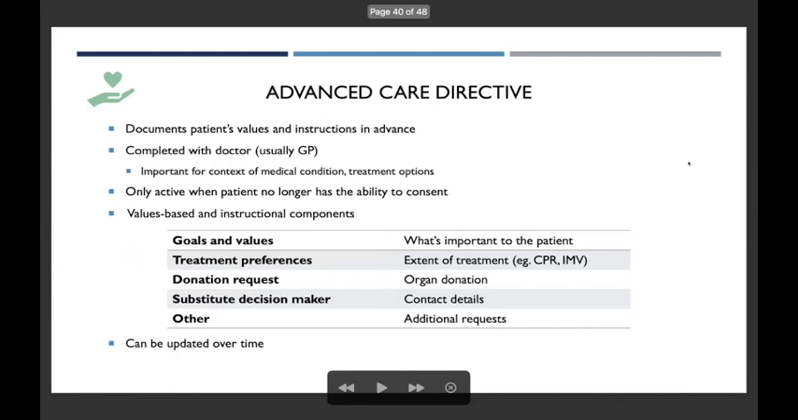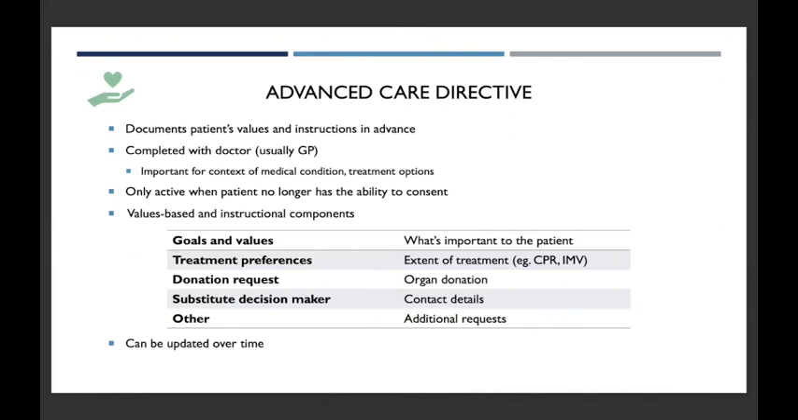In terms of the advanced care directive, so document the patient's values and instructions in advance. This is basically their wishes and their desires for treatment when they still have capacity to make those decisions. It's completed with a doctor, so the doctor can provide context.